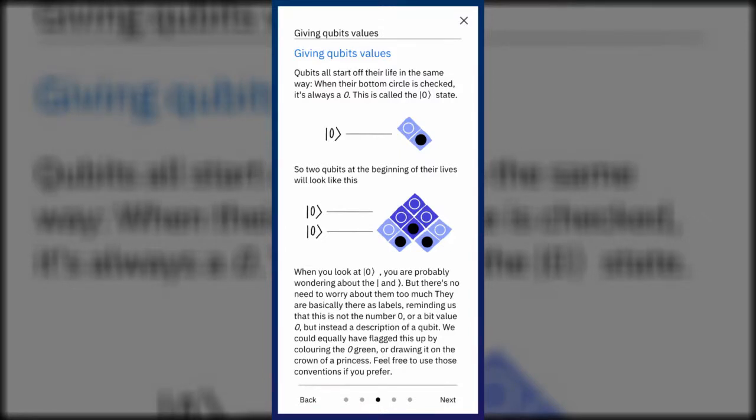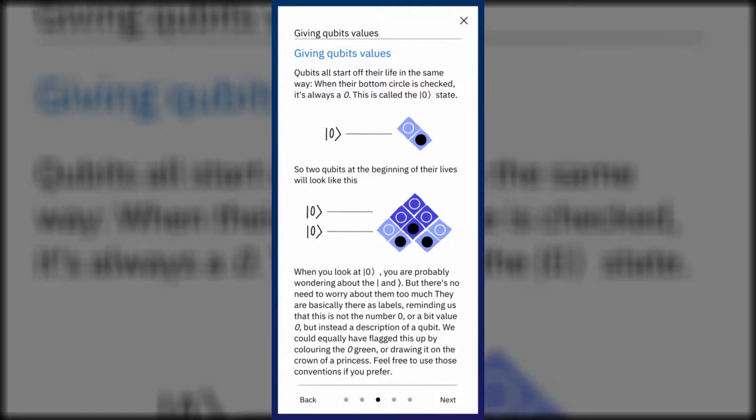Qubits all start off their life in the same way, so 0. So two qubits at the beginning of their lives will look like this. So what is the thing in the middle? What are these 4 squares in the middle? The 4 slots. Because I understand that the light colored slots are the qubits, so on the bottom left and bottom right.